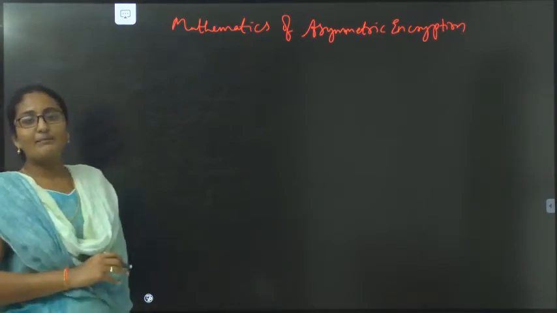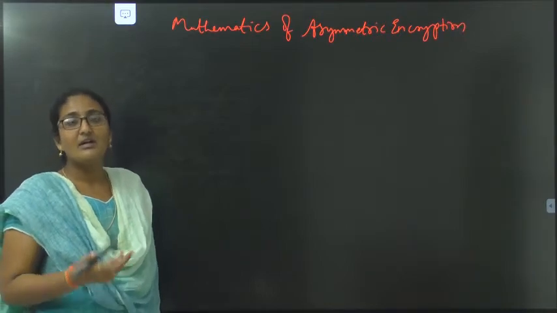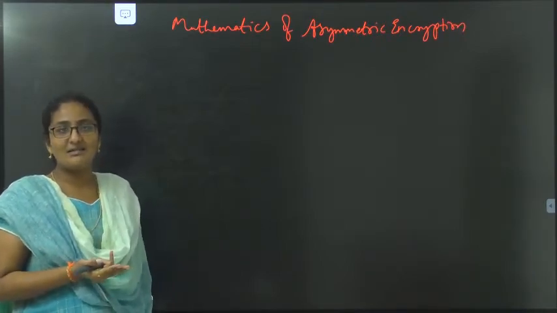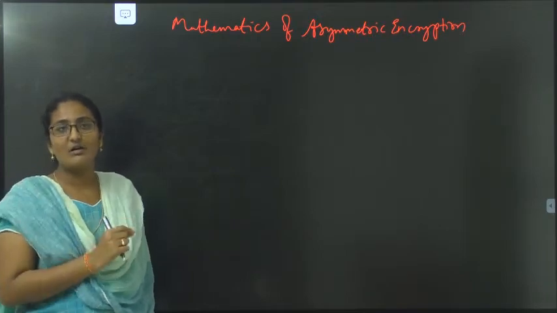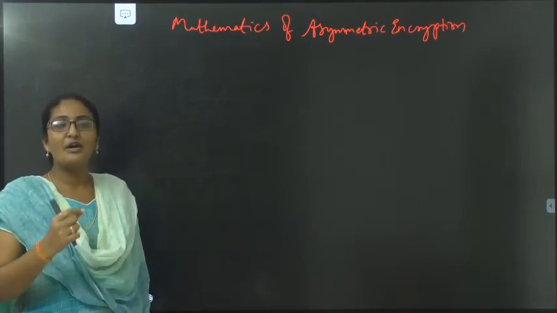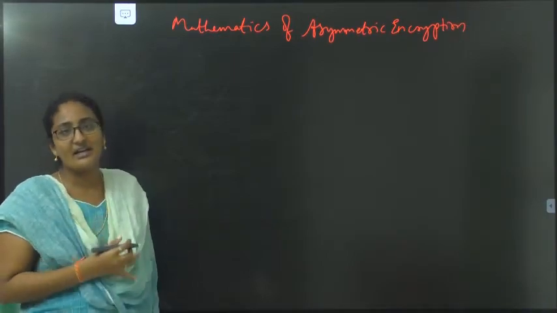In cryptography we use the concept of keys to provide security. As I told you in the earlier classes, if you are using only one key, that is the secret key, then that is called symmetric encryption. If you are using two different keys, public key and private key, then that is called asymmetric encryption.